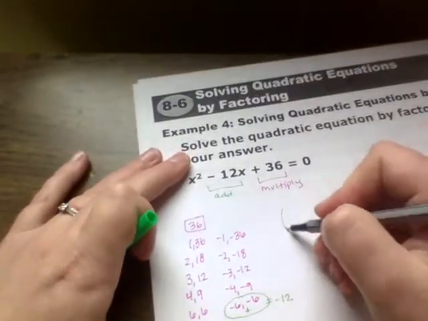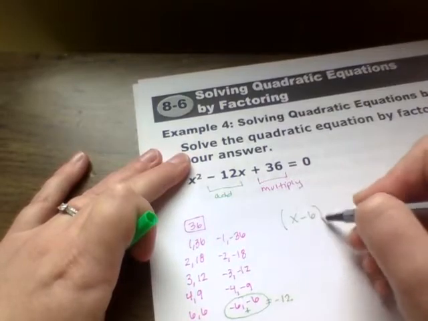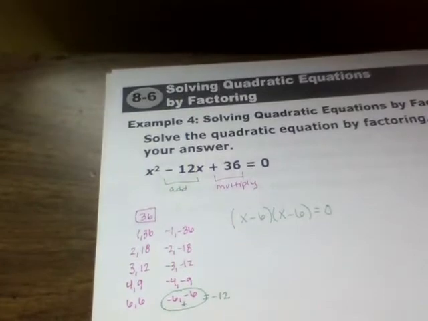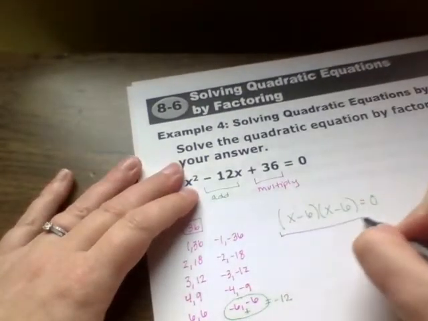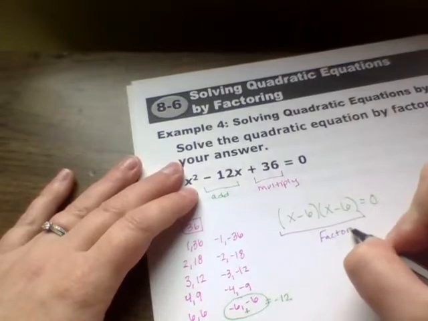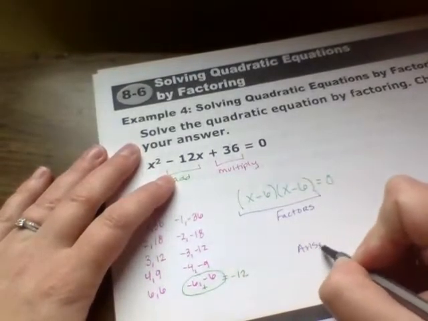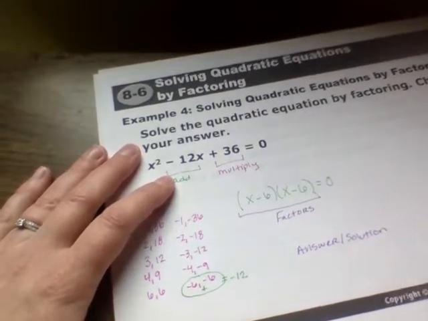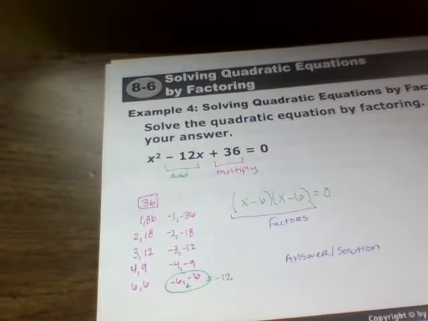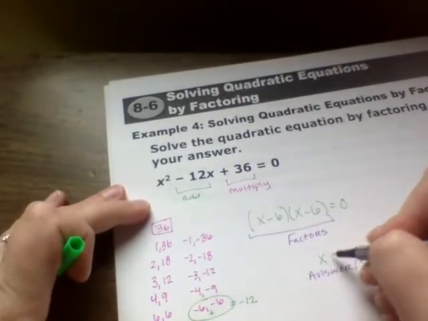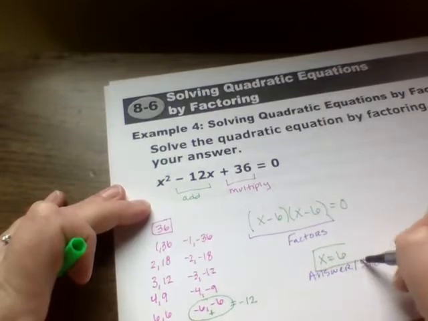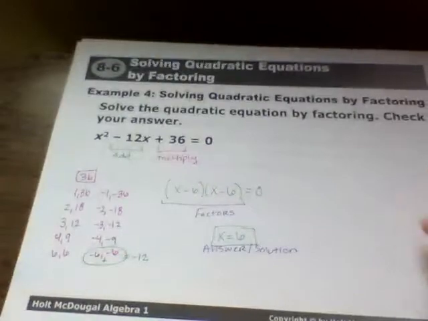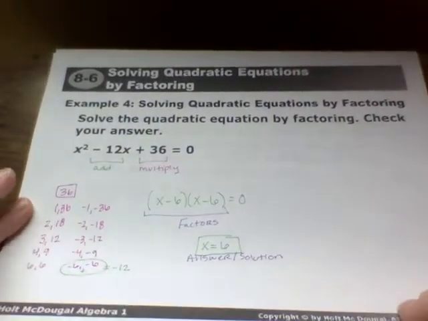And so in that case, our factors are going to be x minus 6 times x minus 6. Again, that is our factors, but not our answer yet. Our answer is going to be the opposite of x minus 6, so x equals 6. We're not going to say both of them because really there is only one answer, 6. You can't just say 6 and 6 because that's the same number. All right, so 6 is our solution.